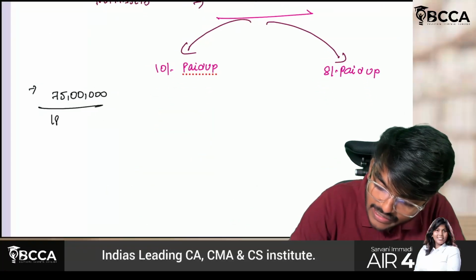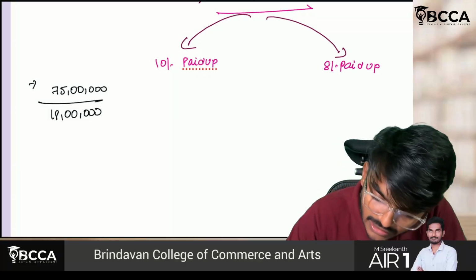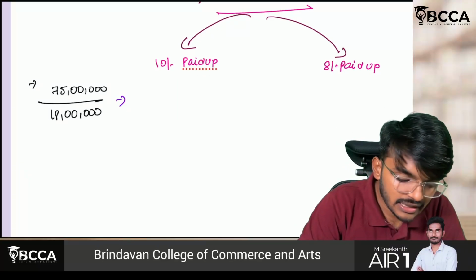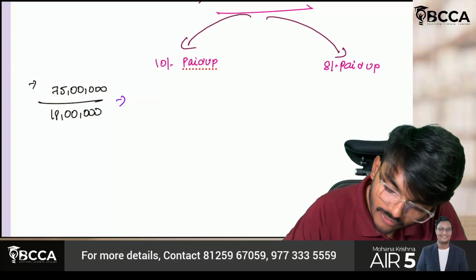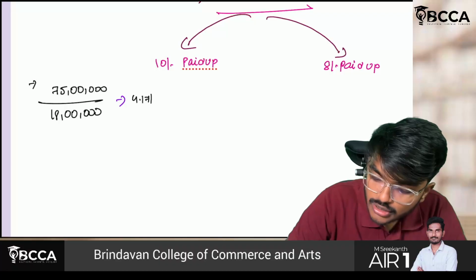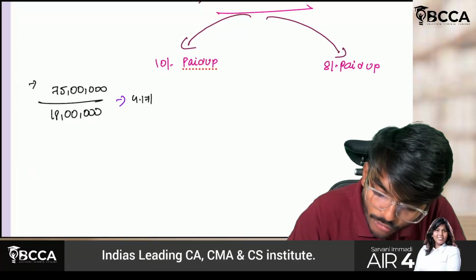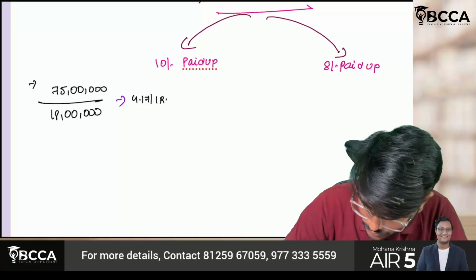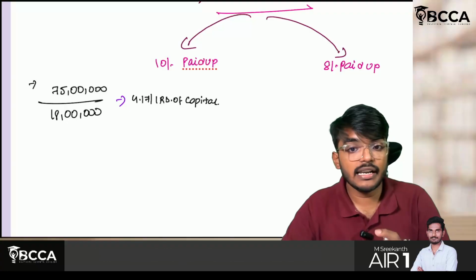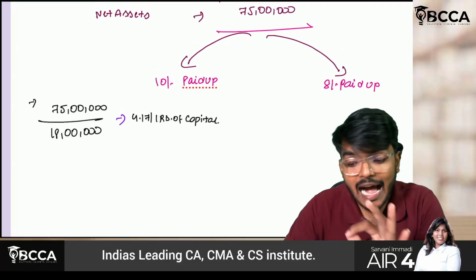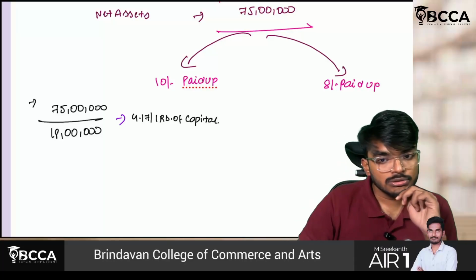Which means if you calculate 75 lakh divided by 18 lakh, you will get 4.17 rupees per 1 rupee of capital. Try to understand this point. Sir, if I give 1 rupee capital, I will get 4.17 rupees of net asset.